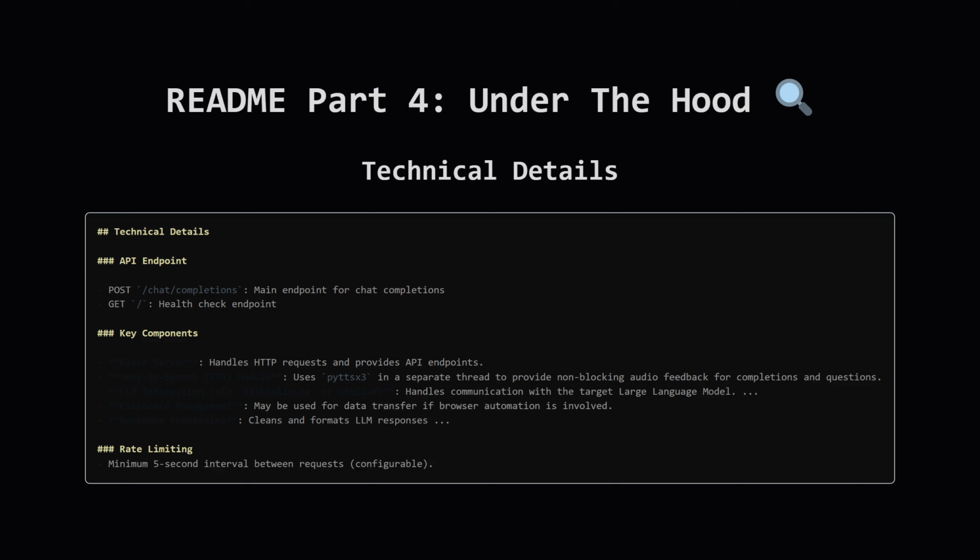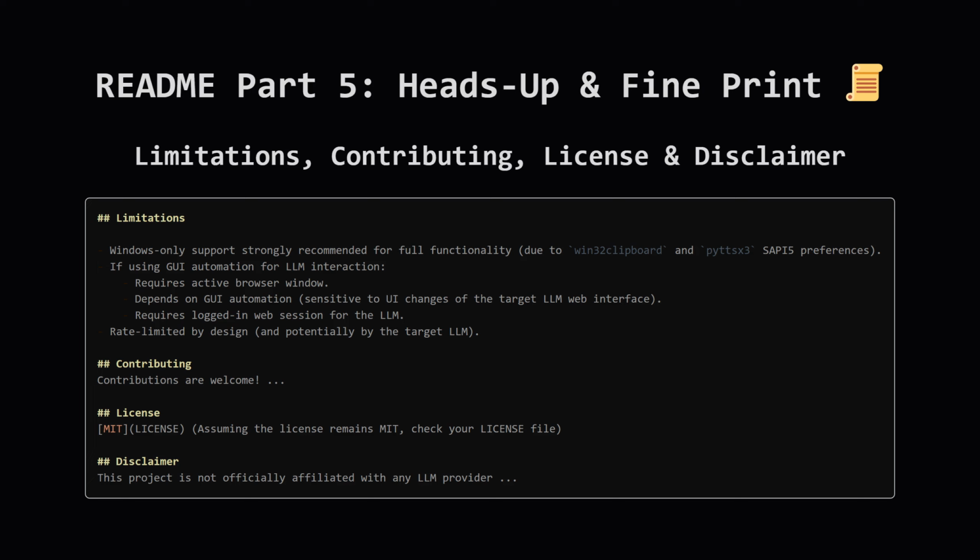Diving into the technical side, the README mentions the API endpoints, the main components like the Flask server for handling requests, the TTS module for voice output, and the part that actually talks to the LLM. It also touches on rate limiting to play nice with web services. Finally, the README includes important limitations, especially around OS compatibility if GUI automation is heavily used, and the usual sections for contributing, license, MIT in this case, and a disclaimer. Standard practice for open source projects.